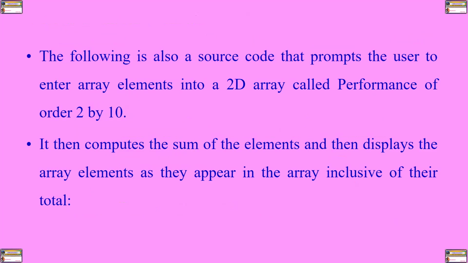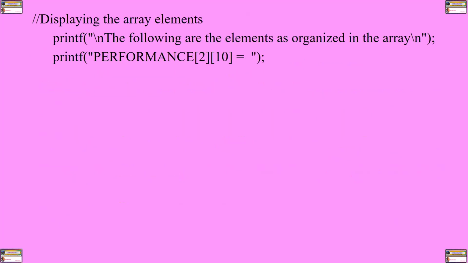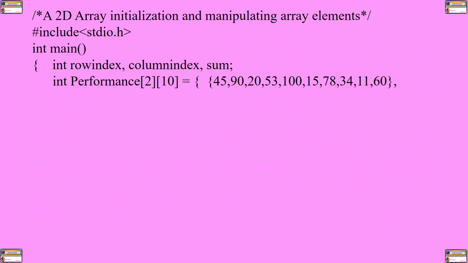So my dear students and the rest of the learners, having gained that understanding, the following is also a source code that prompts the user to enter array elements into a two-dimensional array called performance of order 2 by 10. It then computes the sum of the elements and then displays the array elements as they appear in the array, inclusive of their total. Simply, what I want to do now is, after you have learned this program and how it works, which of course is initializing the elements.